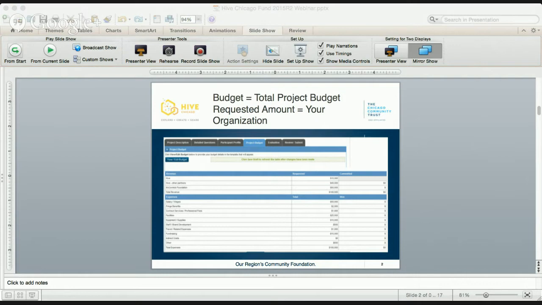This grant is actually a Catalyst grant. So for the Catalyst grants, you need a 1-to-1 match, correct? So your actual amount is $50,000 you're requesting from the Hive, but you also have to be able to match that with another organization, whether it's a foundation or individual support.